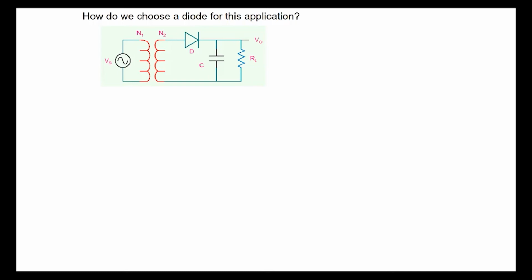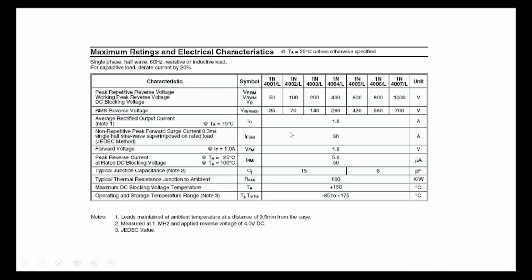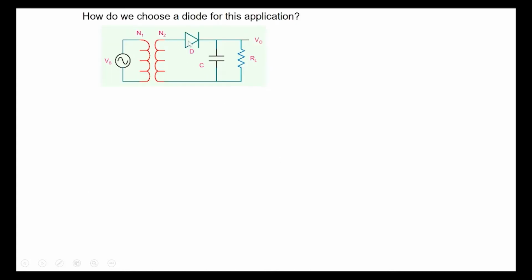Our choice of diode would be based on how much average current is flowing through the diode, and what the peak current is. Note that there was a peak repetitive reverse voltage, and a non-repetitive peak forward surge current. So we'll make a choice based on average diode current, peak inverse voltage or peak reverse voltage across the diode, and also the maximum current that may flow through the diode. Based on those considerations, we'll make a choice of an appropriate diode.